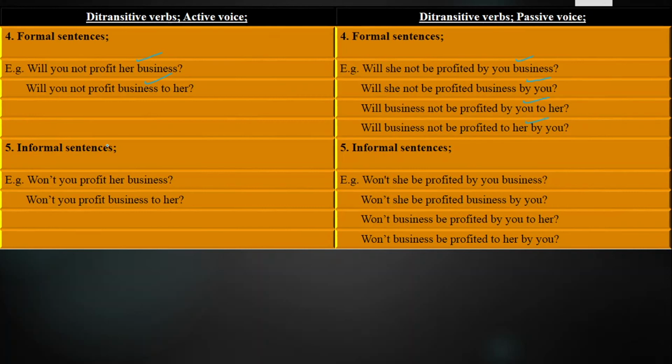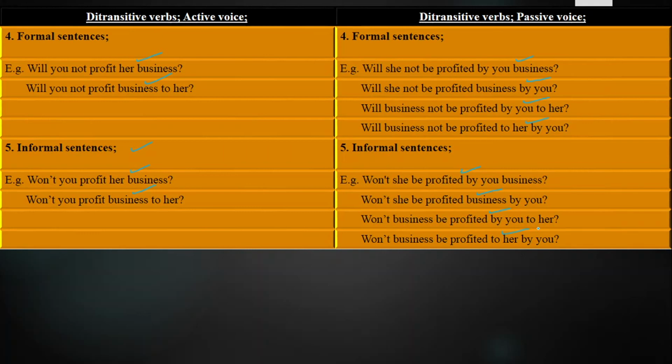Last we have the informal sentences. Those sentences in which we ask questions and deny the statement in an informal way. We use them with our friends, youngers, juniors and those you are close with. Won't you profit her business? Won't you profit business to her? Won't she be profited by you business? Won't she be profited business by you? Won't business be profited by you to her, and won't business be profited to her by you?